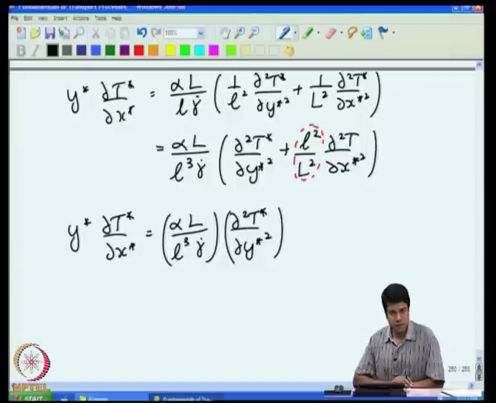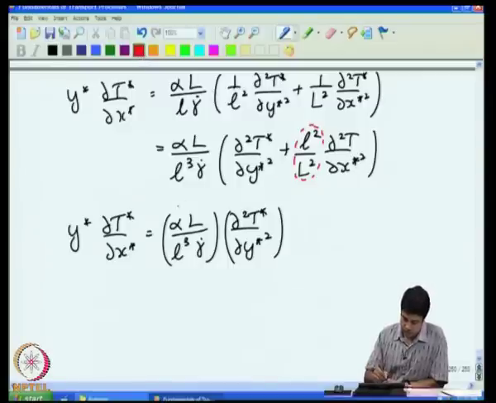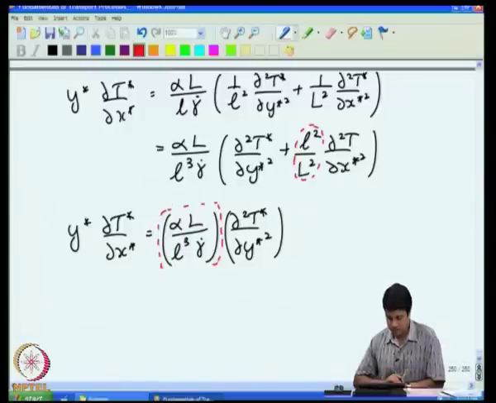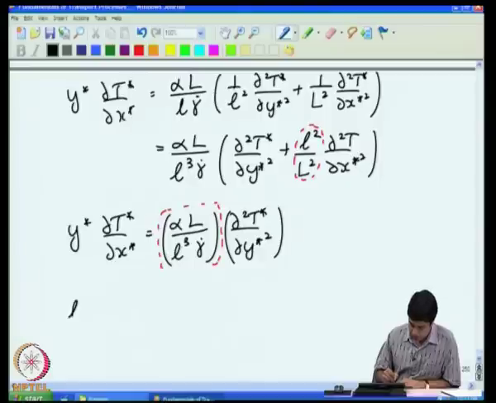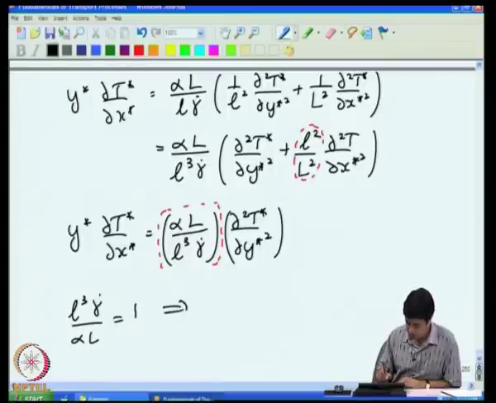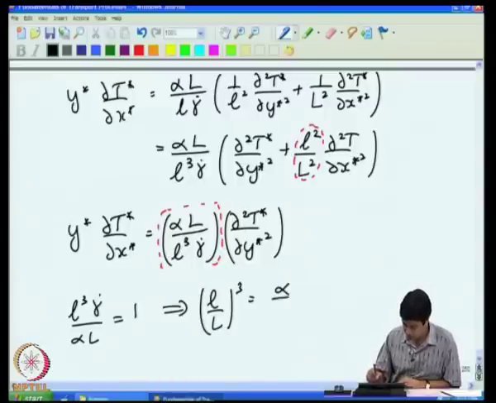Now, this is the convection diffusion equation, and if convection and diffusion have to be comparable in the high Peclet number limit, it means that this term here has to be of order 1. If convection and diffusion are to be comparable in the limit of high Peclet number, I require that this term has to be order 1. That means that gamma dot l cubed by alpha L is 1, which means that l by L the whole cubed is equal to alpha by gamma dot L square.